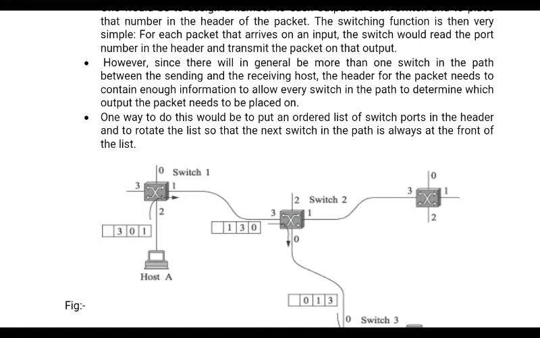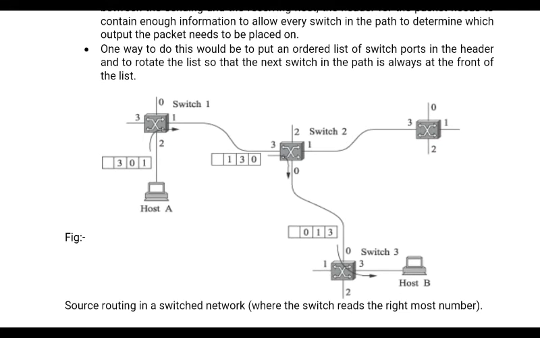Say, for example, switch 1, switch 2 and switch 3 are there. When host A wants to send to host B, the port numbers written in the packet are 3, 0 and 1. When the packet reaches switch 1, it knows the first entry is 1, so the packet has to be forwarded on outgoing port number 1. When it reaches switch 2, it has to be forwarded on port number 0. When it reaches switch 3, it has to be forwarded on port number 3.